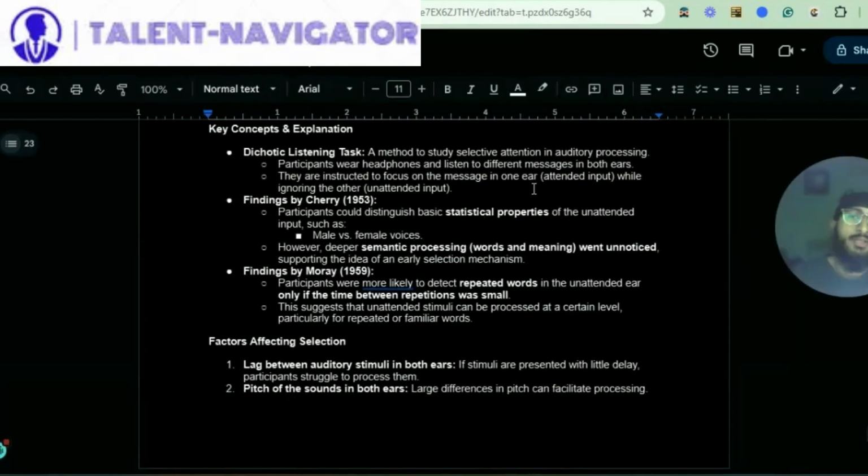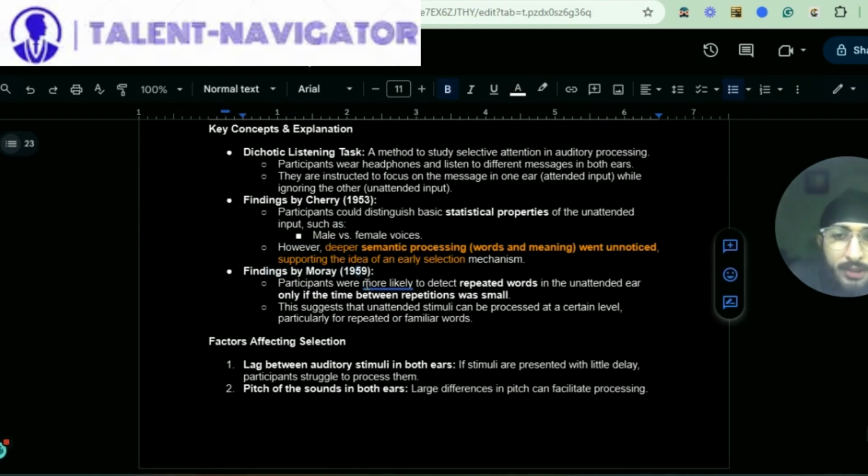So, key concepts and explanation. A dichotic listening task is a method to study selective attention in auditory processing. Participants wear headphones and listen to different messages in both ears. They're instructed to focus on the message in one ear, the attended input, while ignoring the other, the unattended input. Findings by Cherry: participants could distinguish basic statistical properties of the unattended input, such as male or female voice. However, deeper semantic processing like words, meaning, and the language went unnoticed, supporting the idea of an early selection mechanism. Right. So, let me just highlight this.